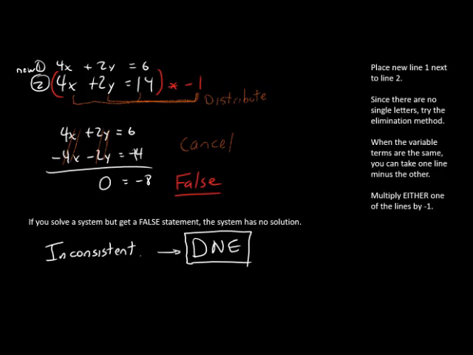So this was completely different from our last system solution, because last time, when we solved this in part 1, we got that z equals some number. Now we have a number equaling a number that's clearly not the same, therefore you have a false statement and the solution does not exist.